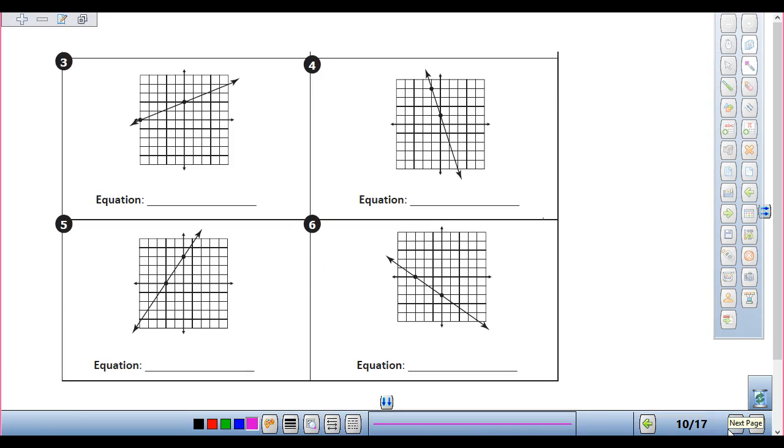And then I'll let you work. I'm not quite ready to hand you off yet. Do numbers 3 and 4. Let's make sure we know what's going on.